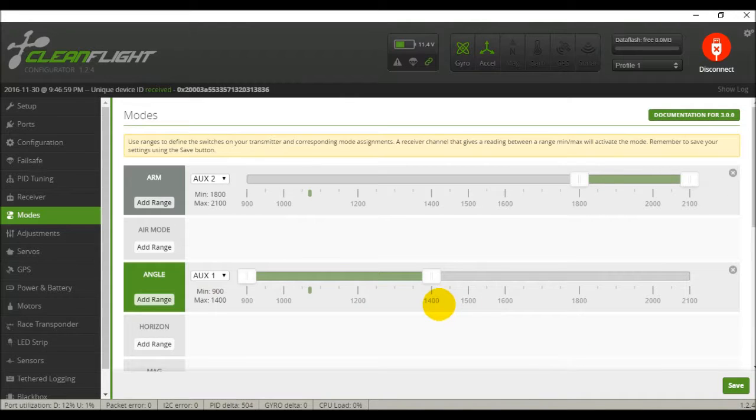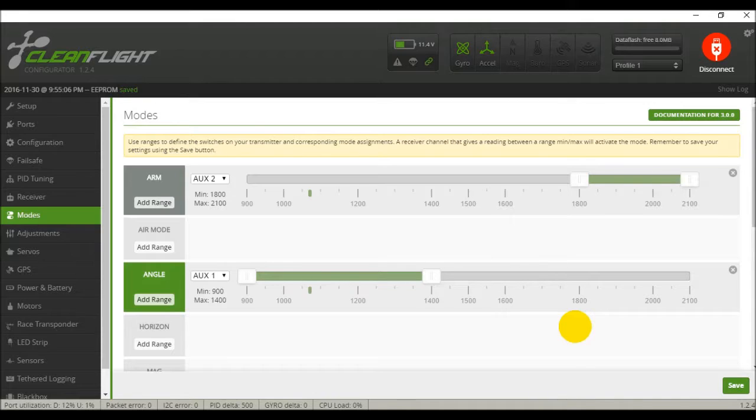So now you can see, when you move this, it changes your mode. Now you got to save that. Don't forget to save that for sure, in order to get that onto the drone. So now you can hear the beep when it changes flight modes.